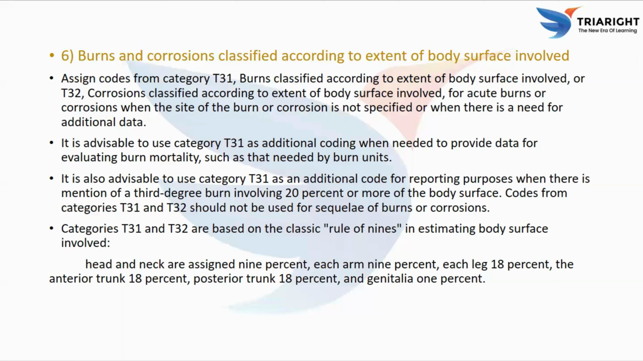So there is a clinical example. A patient has third degree burns of the entire right arm, 9%, and anterior trunk, 18%. So how do you code? We use the site-specific burn codes, for example, for the right arm as well as the trunk. T31.2 is assigned for burns involving 20 to 29% of the body surface. So where it burned is a site code, and how much burned resembles a T31 or T32 category. This you have to remember.